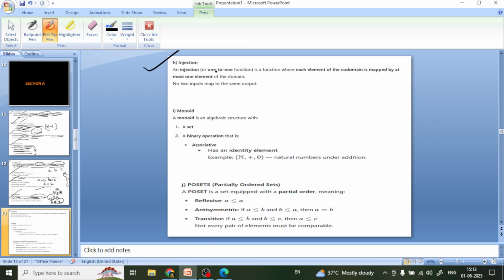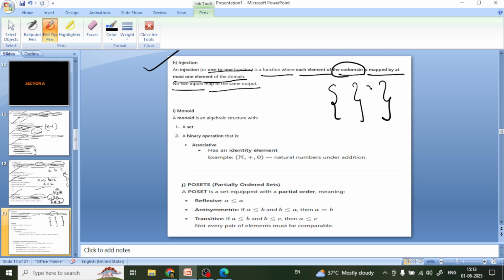Now next is an injection. An injection is a one-to-one function. It is a function where each element of the codomain is mapped by at most one element of the domain. No two inputs map to the same output. For example, 1, 2, 3 and A, B, C are given. 1 matches to A, 2 matches to B, 3 matches to C. No two inputs, 1 or 2, are matched with only A. This is a one-to-one injection.